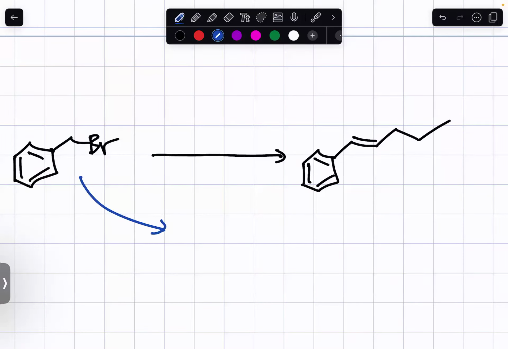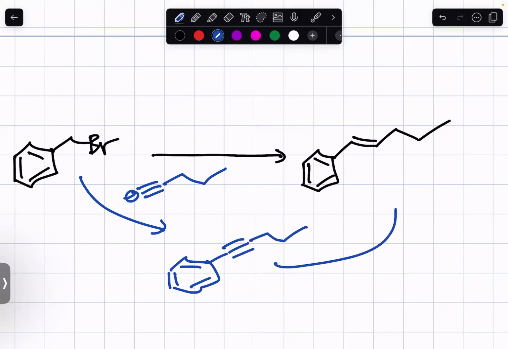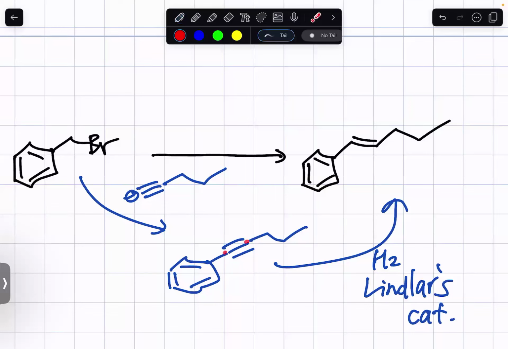Like you're thinking of this way, right? Like 1, 2, 3, and then 1, 2, 3, and then that creates this, and then H2 Lindlar. Yeah, this works. I wasn't thinking about that though, but that would work. Think 1, 2, 3, 4, 5. That's the way we could do that.